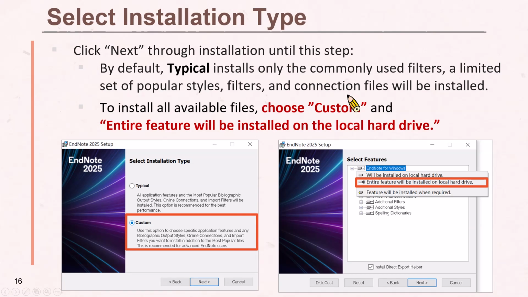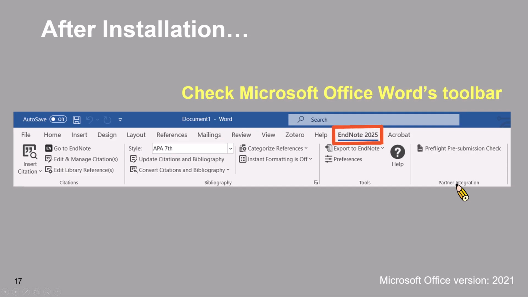And then click next through the installation until this step. The default setting is typical mode, but you can switch to custom mode so that you can expand the drop-down menu to choose that the entire feature will be installed on local hard drive. After installation, please check whether Microsoft Office Word has an EndNote toolbar.